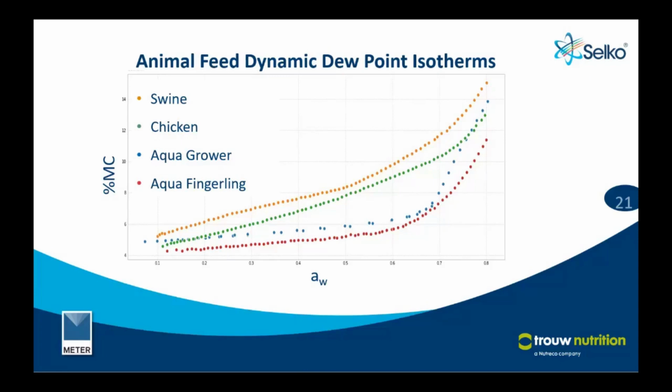On the top, this is the same style of graph that Zachary showed before, with water activity along the bottom axis, and then on the left is the moisture content.